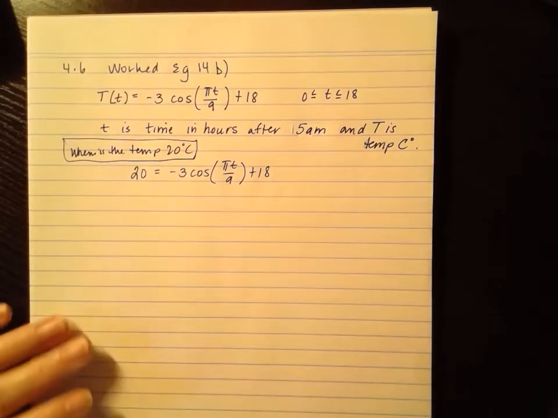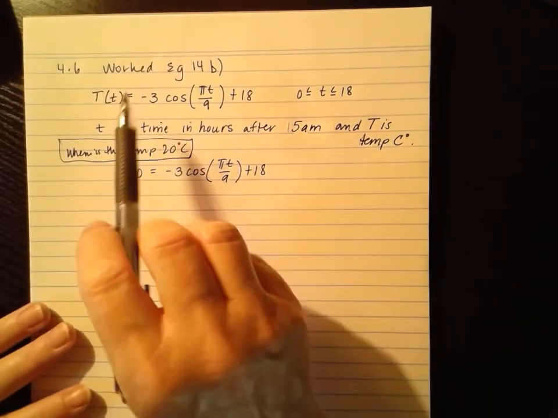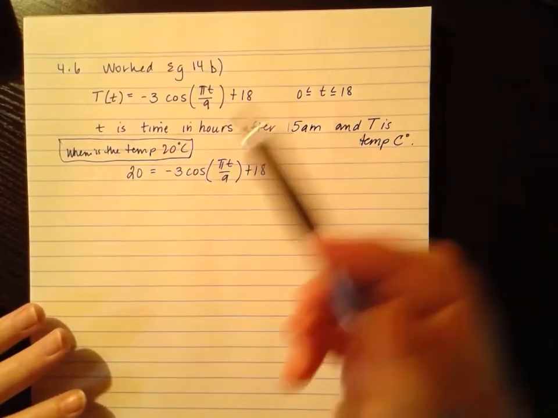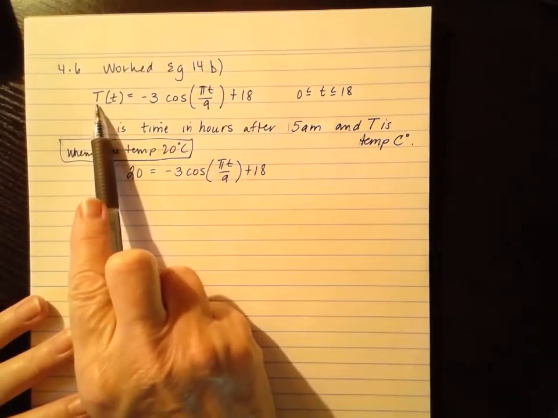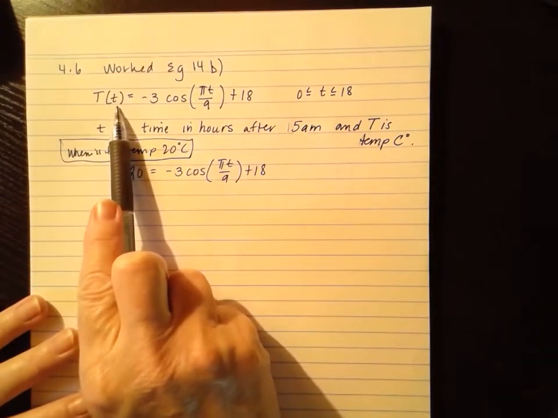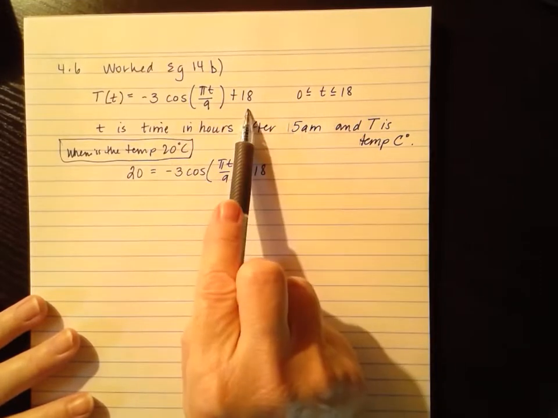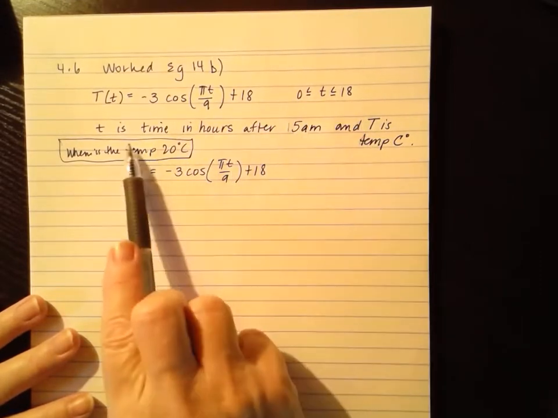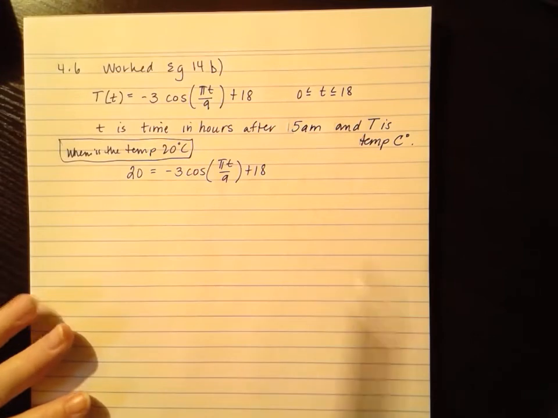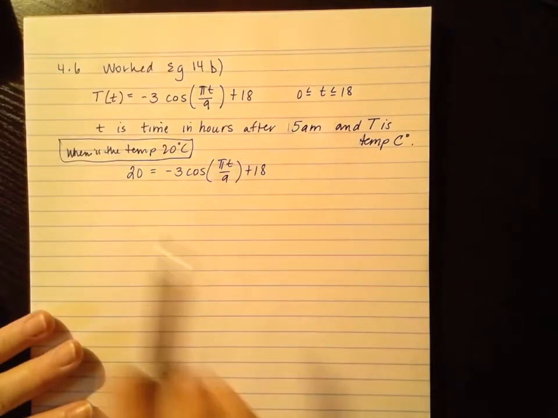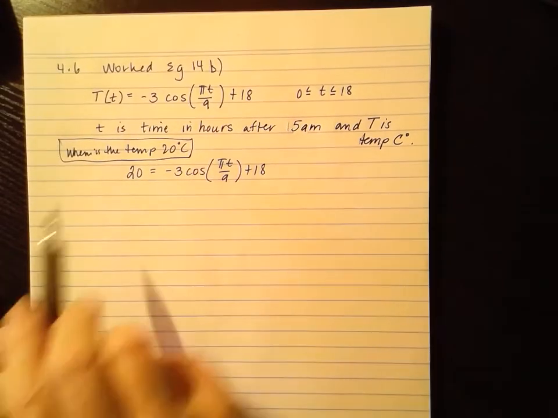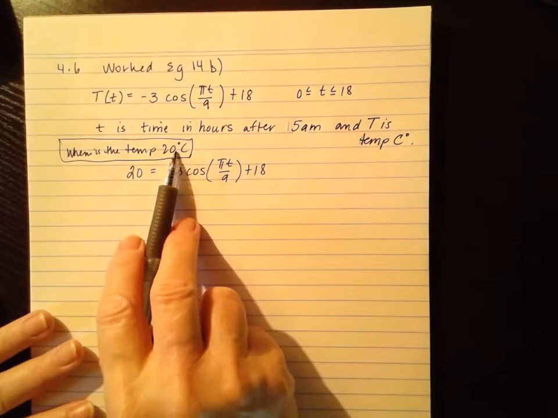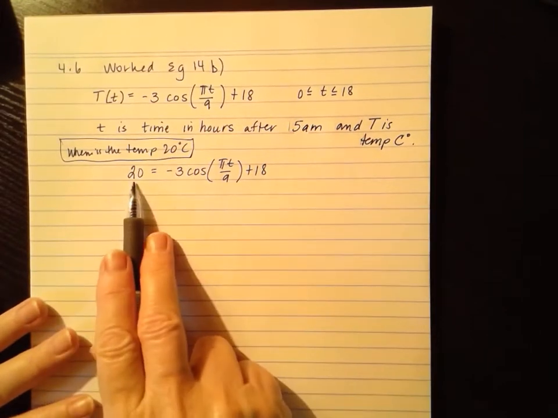Okay, so this is 4.6, worked exercise 14b. So it gives this temperature of somewhere as this equation, and they say this is the domain, and they say t is the time in hours after 5 a.m., little t, and big T is the temperature in Celsius, and they want to know when the temperature is 20 degrees. So I just set the equation up, 20 equals that.